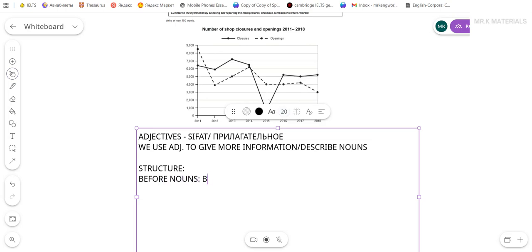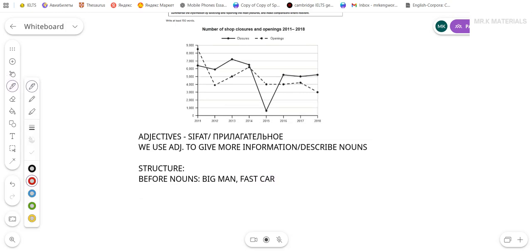For example, big man or fast car, right? Let me break it down. I have my adjective here, big, and then I have my noun, man. So this word big describes this man, right? Большой человек, katta odam. All right, or I have fast, and then I have car. So the word fast here describes my noun, car. Right now it's going to get a bit more complicated because they're not going to be standing like this together.